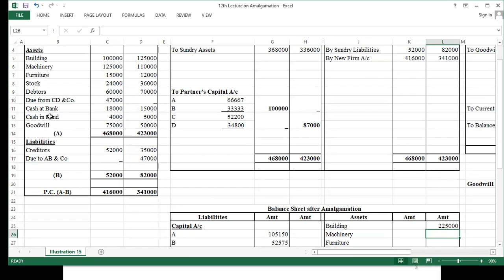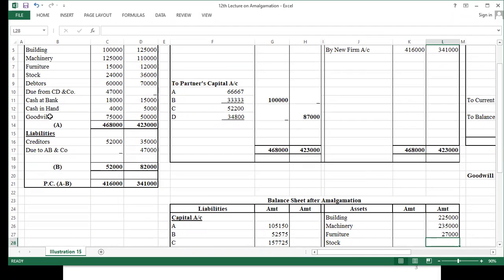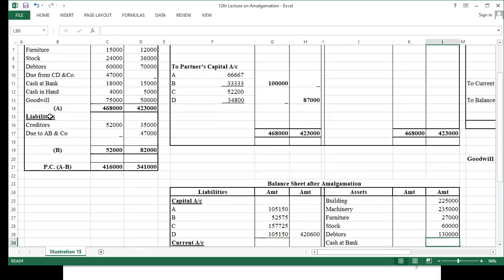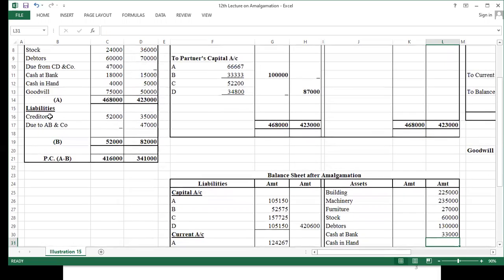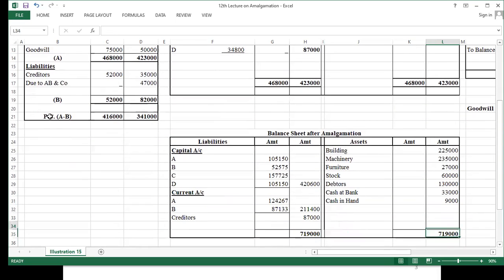2,25,000. Here it is. 2,35,000 for machinery. Furniture we have 27,000. Stock we have 60,000. Debtors we have 1,30,000. Cash at bank we have 33,000. Cash in hand we have 9,000. Let's see. Yes, our account got tally.